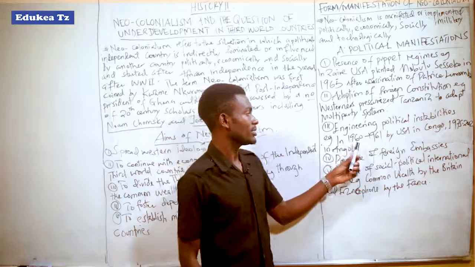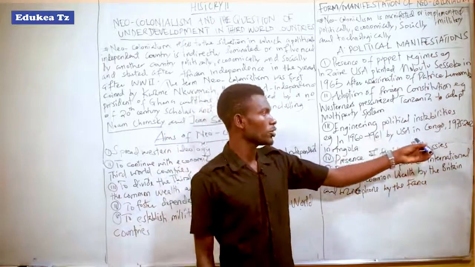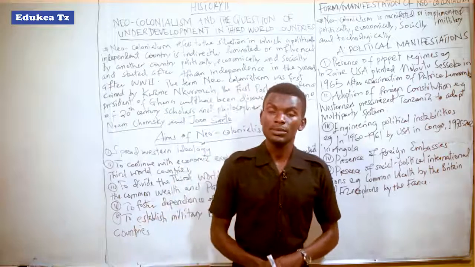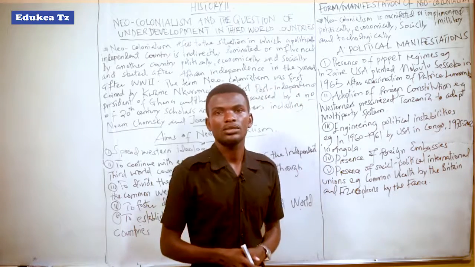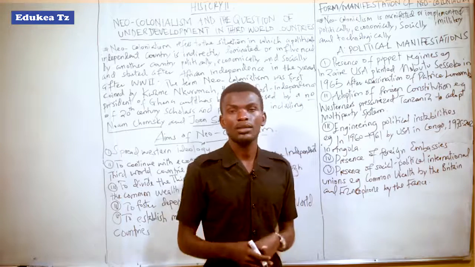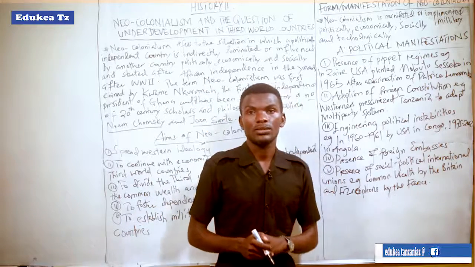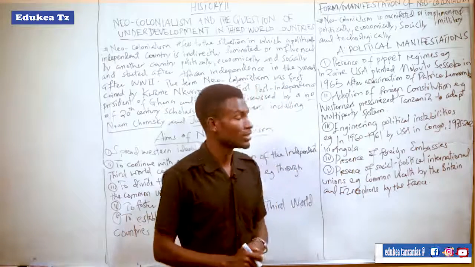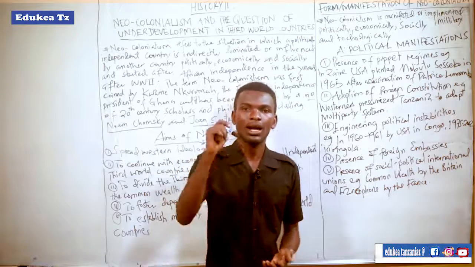I can give you an example here, 1960 to 1961. USA was engineering the political unrest in Congo. So you can see that in that year, USA was engineering the political instabilities or political unrest in Congo, whereby she brought her troops and they pretended that they were keeping peace, while their aim was to exploit the Congo's natural resources like gold and other natural resources from the forest. So you can see that those imperialist powers aim to exploit, and exploit more and more as they can.